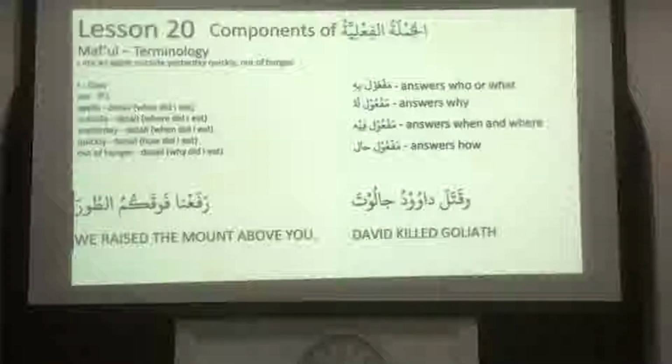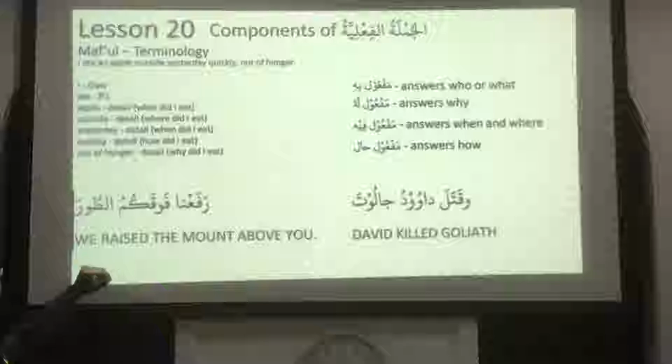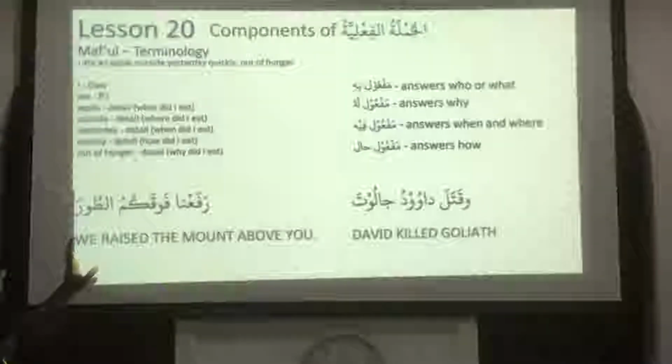Another example, وَقَتَلَ دَاوُدُ جَالُوتَ. Fawqakum should be maf'ul fihi, right? Yes, it should be maf'ul fihi. Above you. So where did we raise the thing? Above you. So here, instead of fawqaka, it is kumu. Kumu is because of the reading rules, nothing to do with anything else.